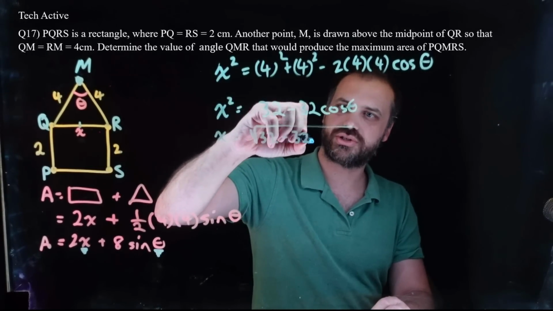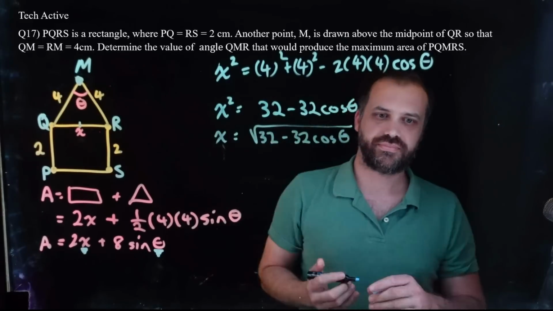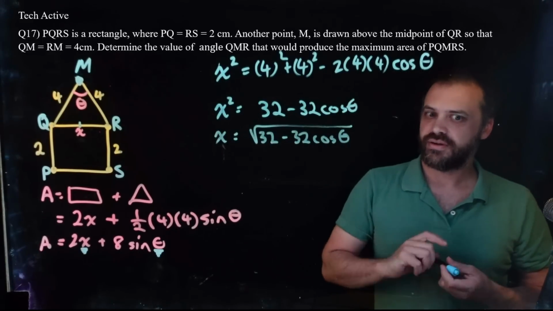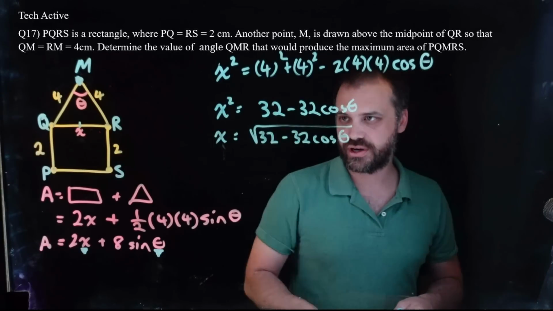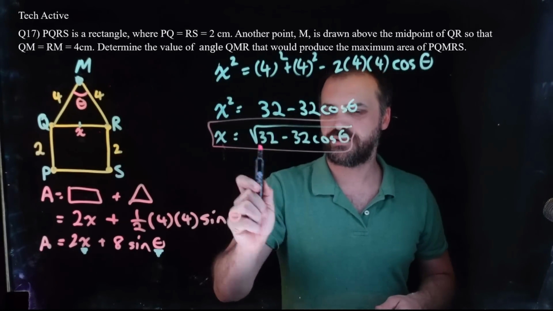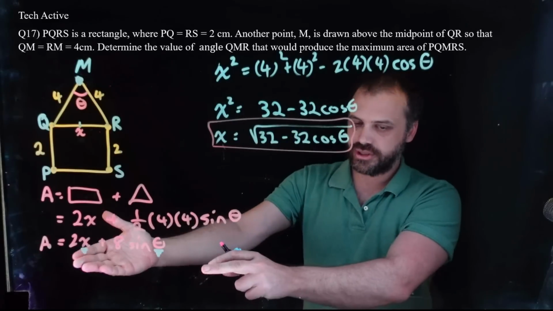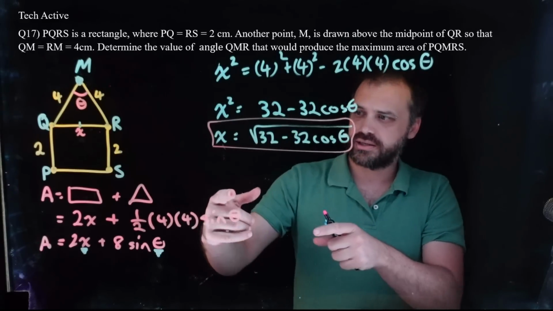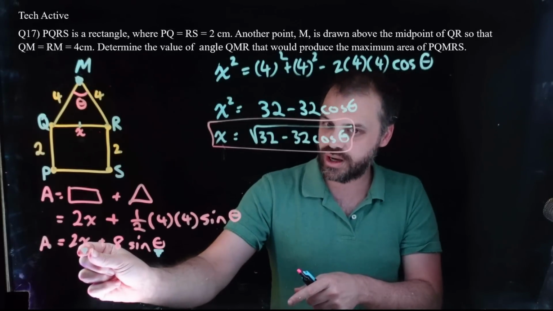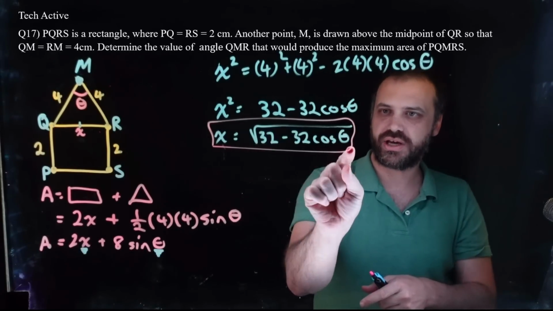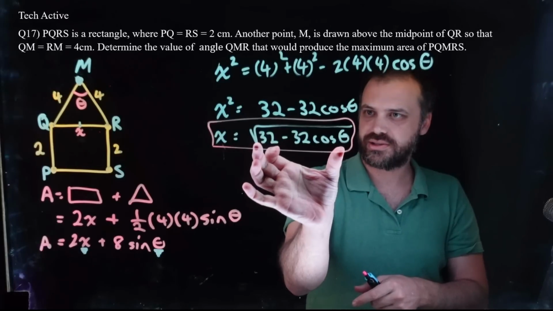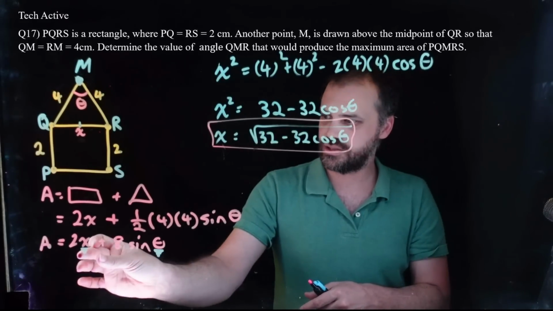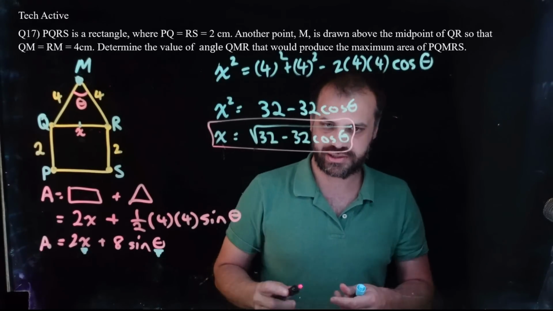32 minus 32 cos theta. This is gold. This is a very important thing, right? I had a formula with two variables in it. That was a problem. But I can now represent one of the variables in terms of the other variable. So I can take this and sub it into my area formula for x.